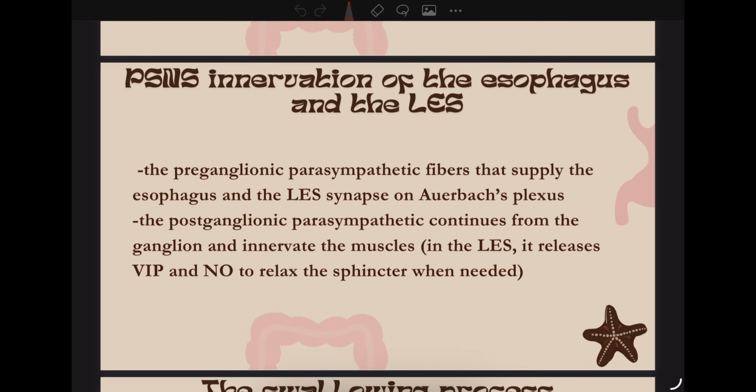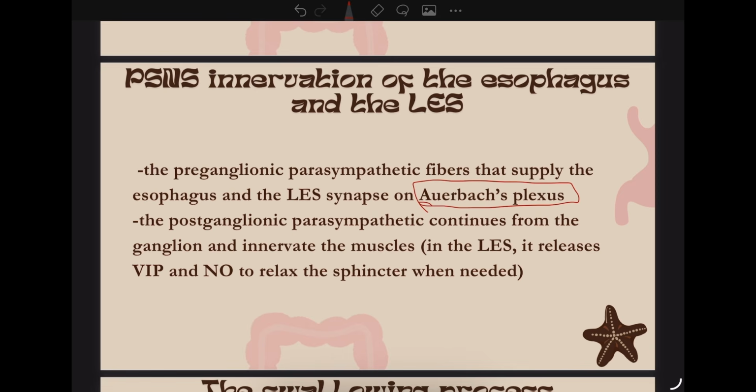The preganglionic fibers, the parasympathetic fibers, if you remember from B1, where do they synapse on? On the enteric nervous system itself, right? Because the enteric nervous system gives the postganglionic fibers, if you remember that. If they synapse on the enteric nervous system, which plexus exactly? It's our Auerbach's plexus. Synapses on what? Auerbach's plexus. Okay. The postganglionic parasympathetic nerves are coming from Auerbach's plexus, and it innervates the muscles.